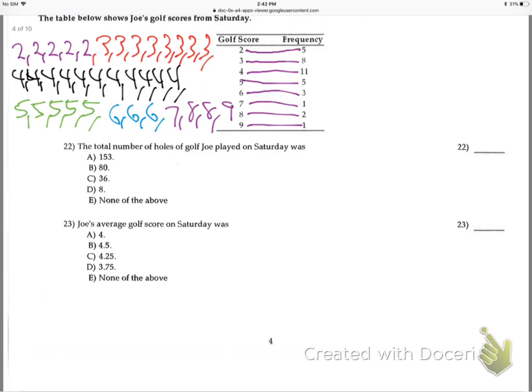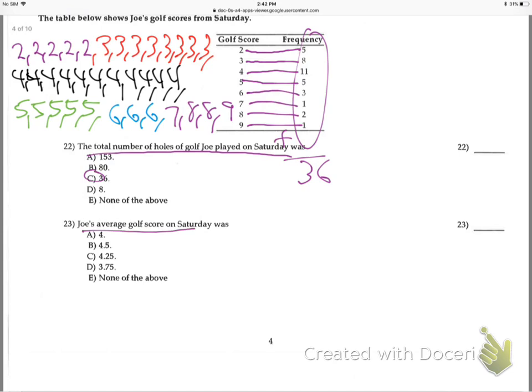Does that make sense what that table's saying? It's saying all those different golf scores are the scores that Joe got. So what's the total number of holes of golf Joe played? You would add all these up. Comes out 36. He played 36 holes of golf. Frequency is how many?